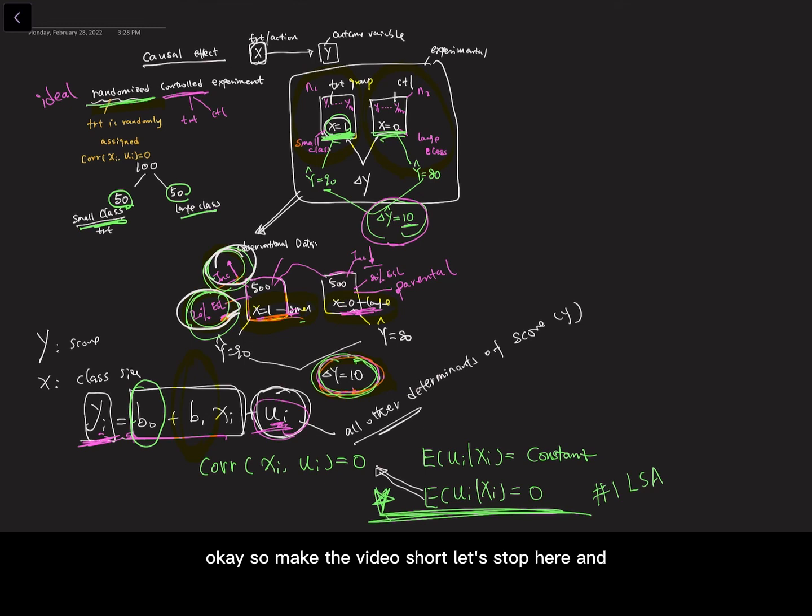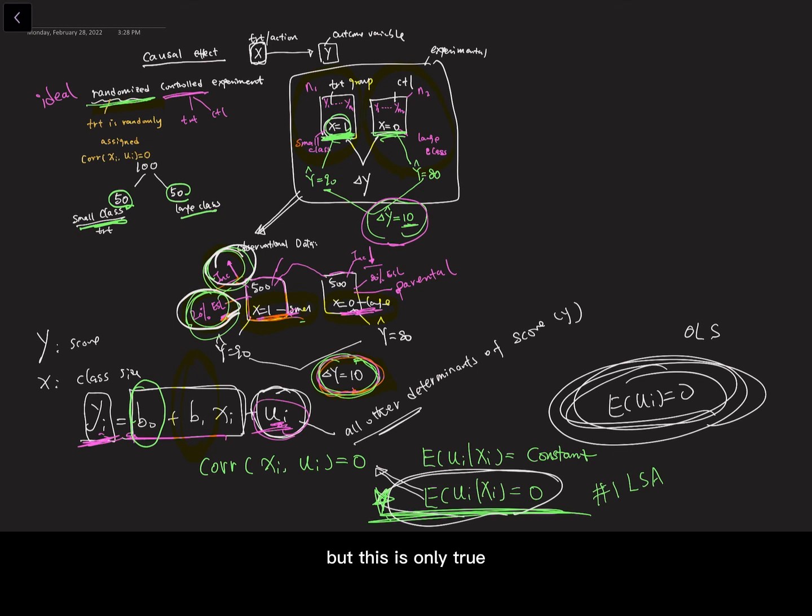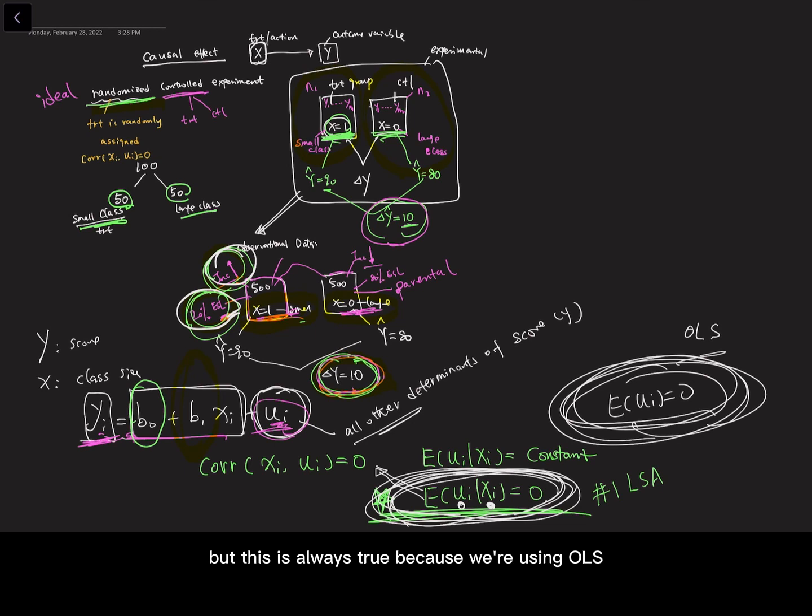Okay, so to make the video short, let's stop here. And for tomorrow's video, let me give you further explanation of this, and what the difference is with the expected value of error equals 0. These two things are totally different. This one is always true because we use OLS, but this one is only true when there's no correlation between other determinants of Y, the error, and your most important variable of interest, X. This is only true when there's no correlation between X and error, but this is always true because we're using OLS to get the estimated B0, B1. So yeah, let's stop here and hope you find that helpful.